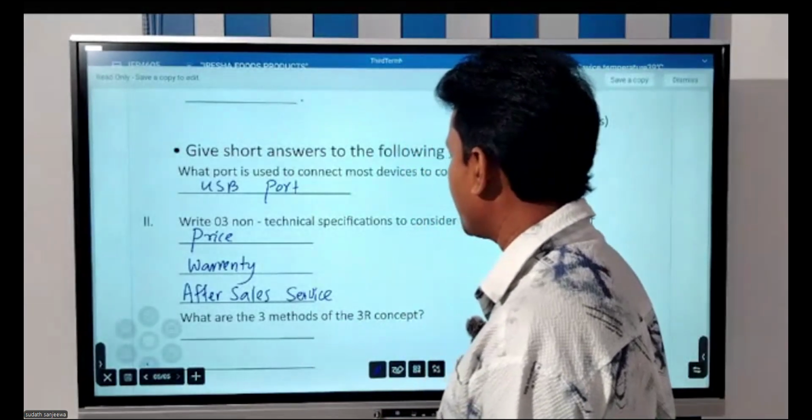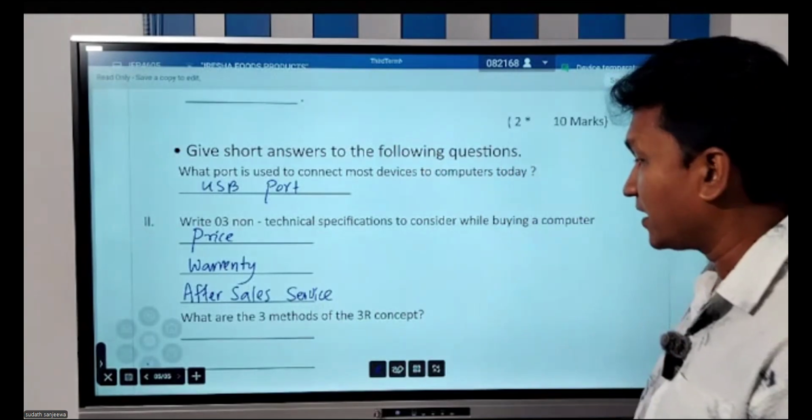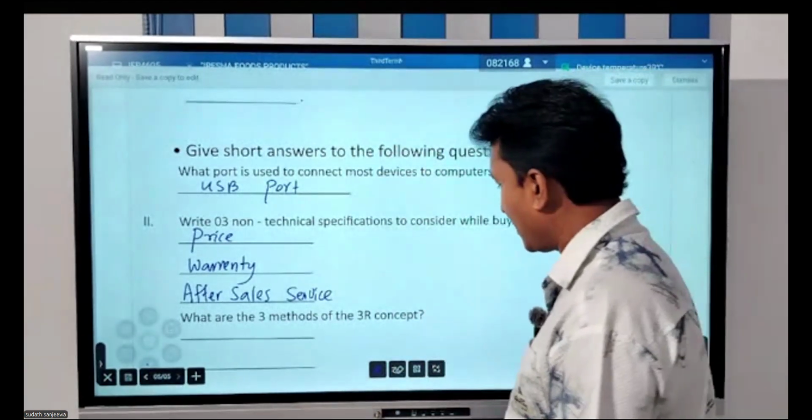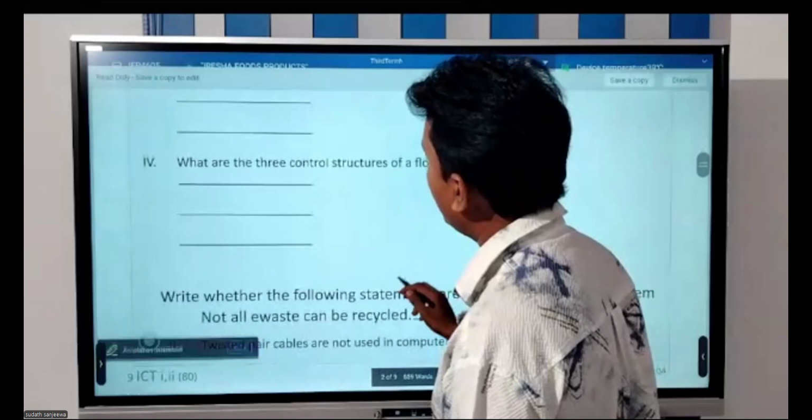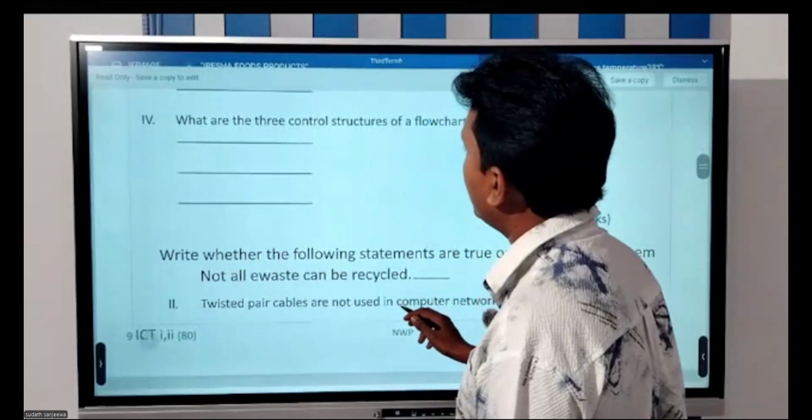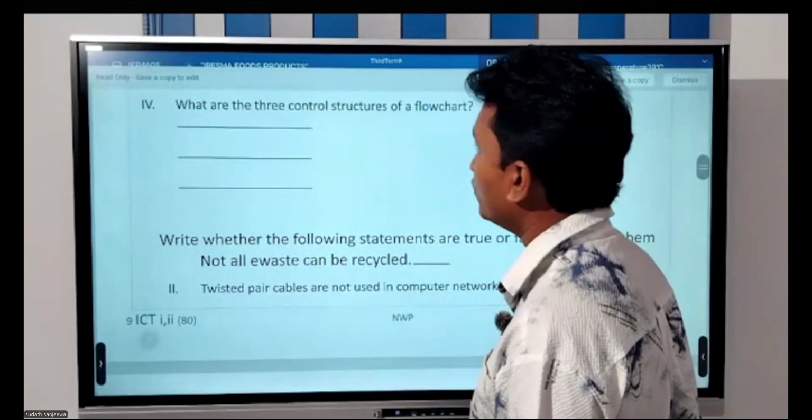What are the three methods of 3R concepts we discussed last week as well? Reduce, recycle, and reuse. Yes.